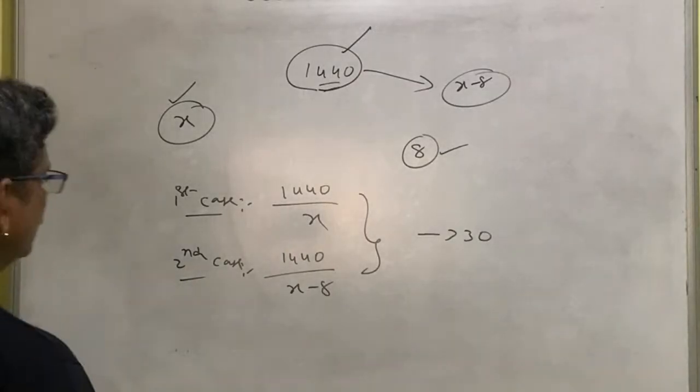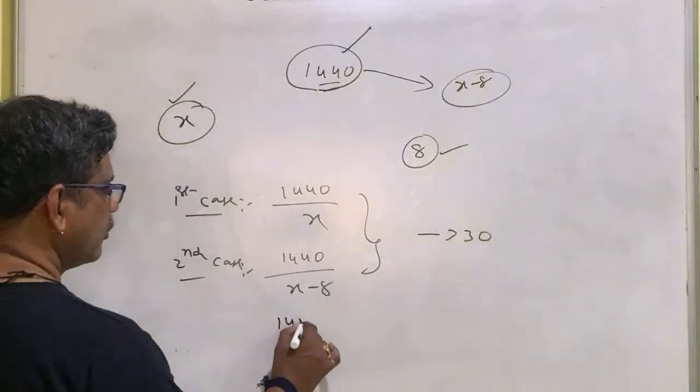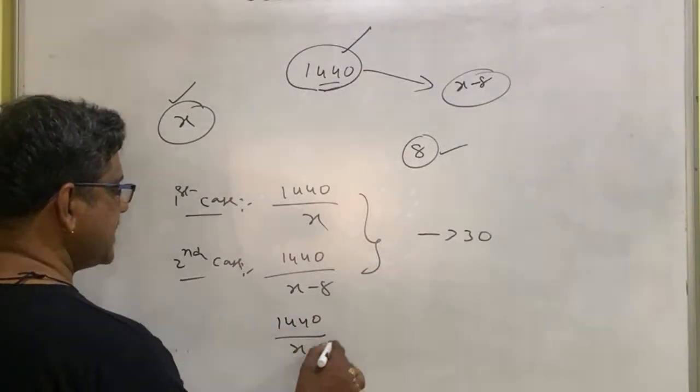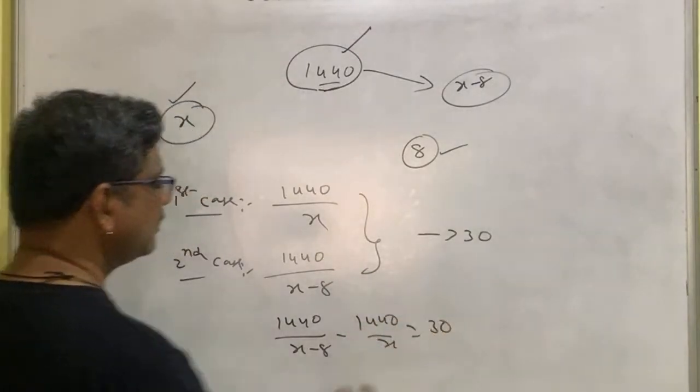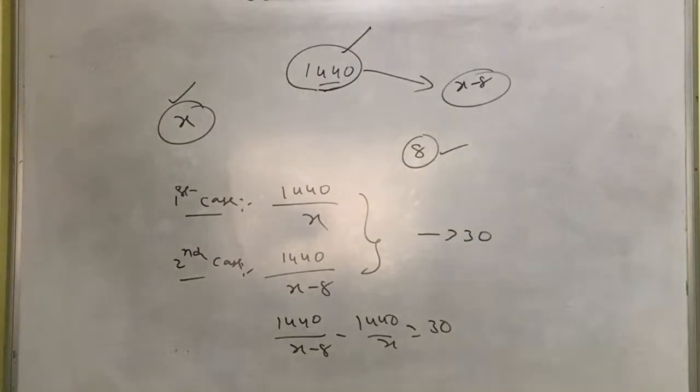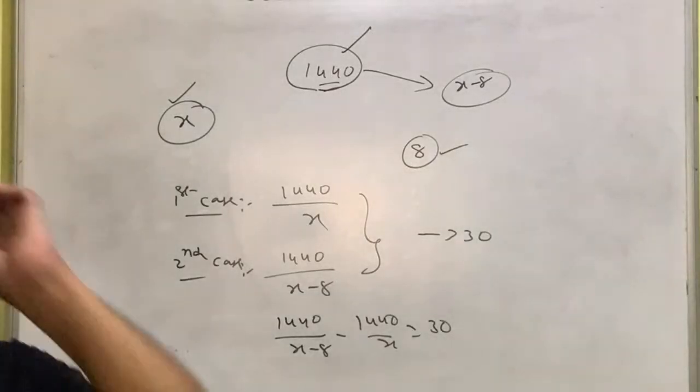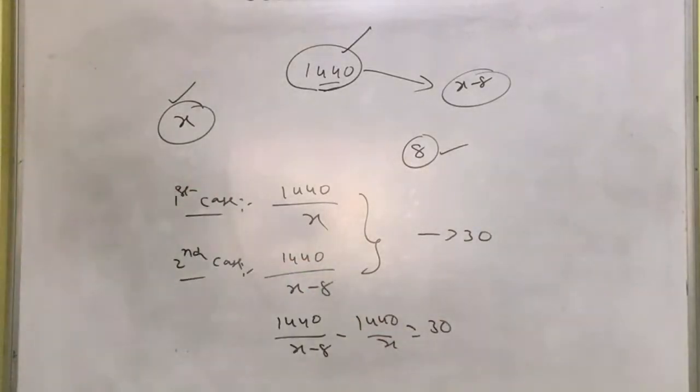Second case, good. 1440 by x minus 8 minus 1440 by x is equal to 30. The difference is 30. And simplifying this equation, you know it very well. I am not discussing that. Okay?